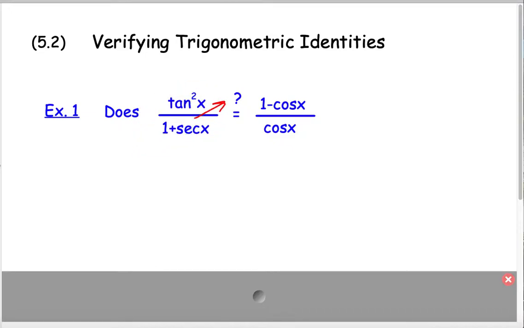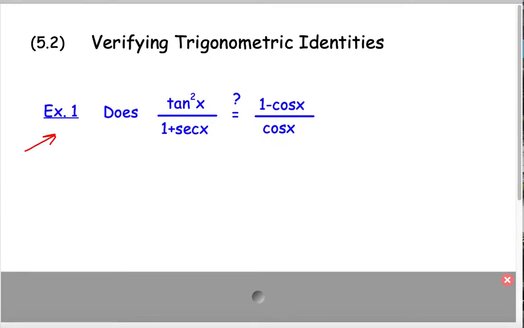What I'm going to need to do is pick one of the sides, either one, and try and manipulate using those Pythagorean identities or other trig identities that we know, and get the one side to look like the other side. So that's the goal. So what I'm going to do looking at this is I see that the left side seems a little more complicated, so I have a better chance at simplifying it.